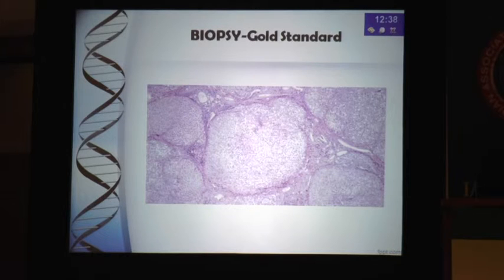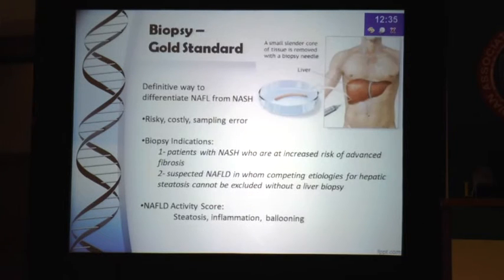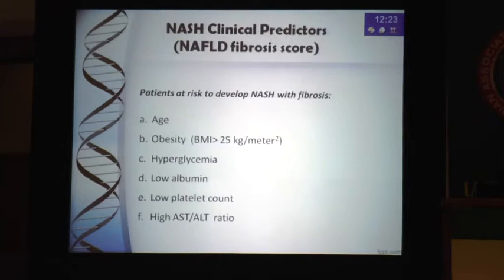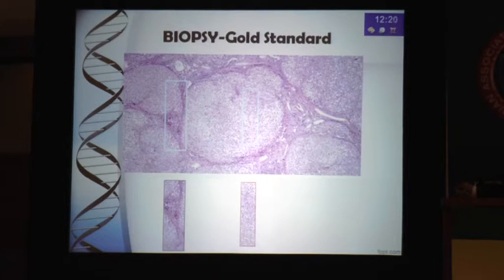Biopsy is the gold standard. It is the only method which can definitively differentiate between NAFL and NASH. But it is risky. Bleeding, hemorrhage, even death has been reported, at 0.01%. And sampling error may be there, because some part of the liver may be involved, some may not.